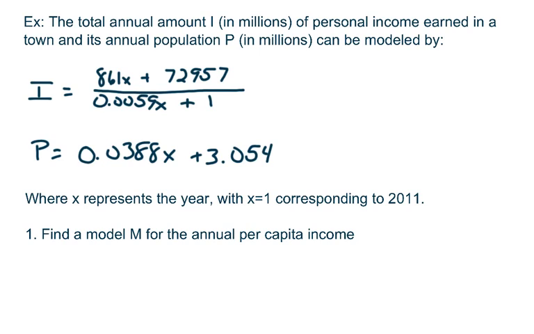I want you to set up or write up the story problem, and I'm going to go through this in class because I'm running short on time and I don't think I can get it done here in the next 3 minutes. So pause the video and get this story problem written down and set up. First question: find the model M for the annual per capita income. That's where we'll start in class.